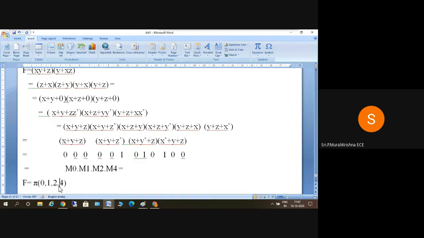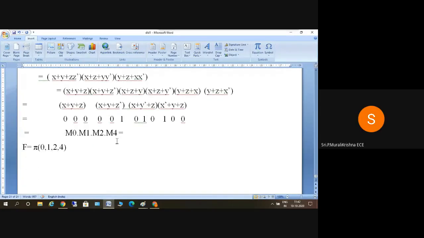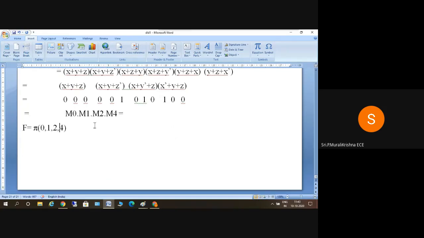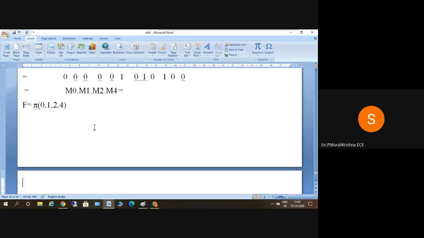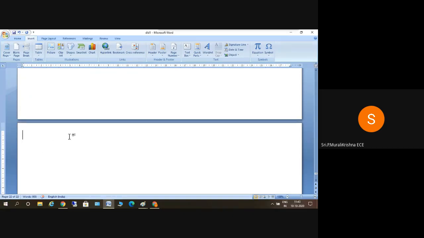Clear? Yes, sir. So these are all the problems in the case of minterms and maxterms. If you are given the minterms or the maxterms, the problems will be like this. So these are the model problems for minterms and maxterms. We have to find the sum of minterms or the product of maxterms. So these are the methods to implement here. Okay, so take down the next problem.